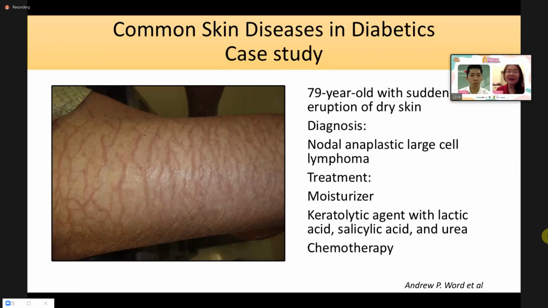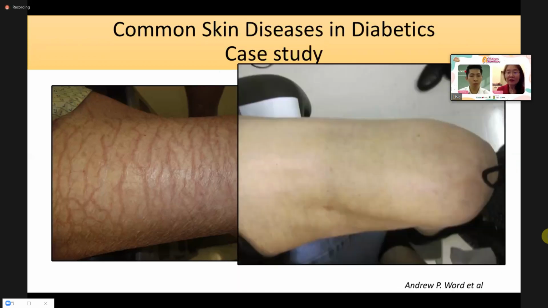After working out, the patient actually has a lymphoma, which is a nodal anaplastic large cell lymphoma. And after treatment, surprisingly, with moisturizer, a keratolytic agent, and of course treatment of the underlying cancer with chemotherapy, the patient's skin became fine again. So it's not genetically related. It is acquired, and you treat the underlying condition, you replenish the skin, it can be back to normal. That's very encouraging.